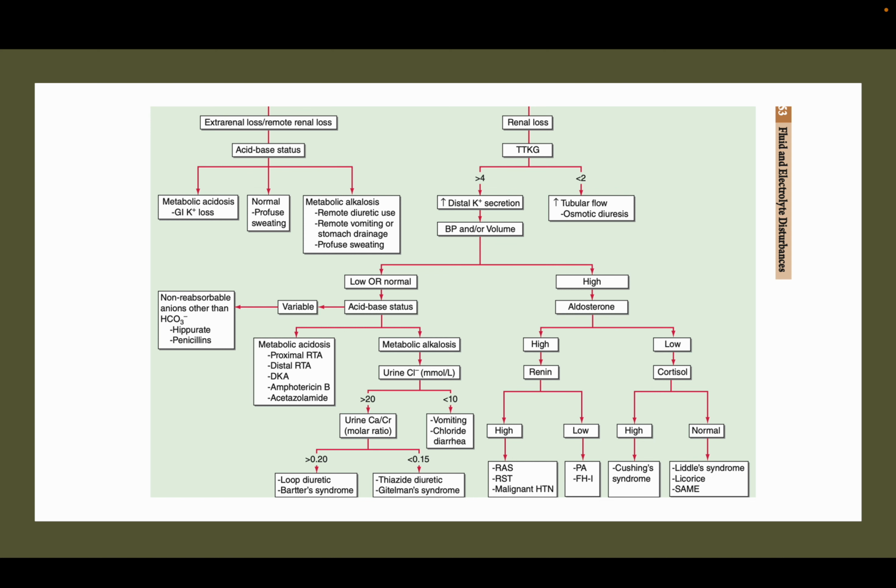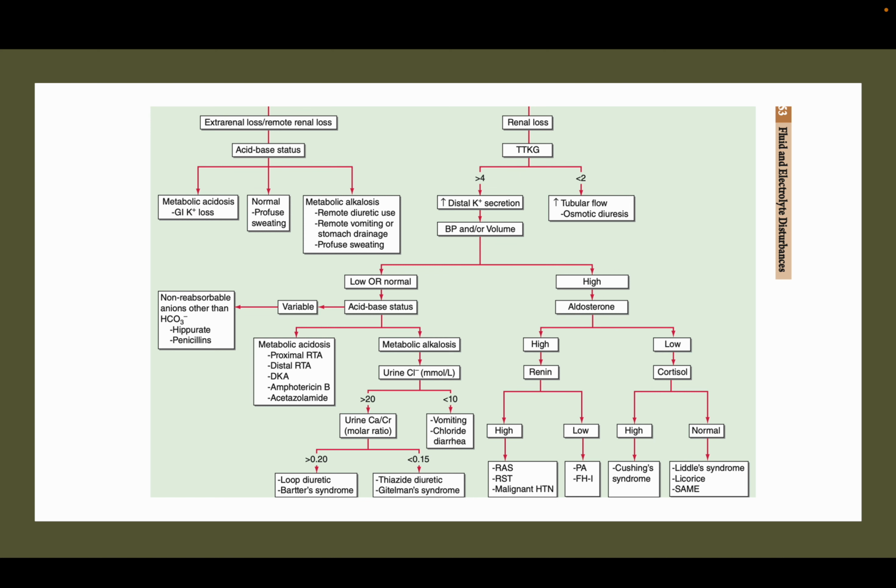Thiazide also acts like Gitelman's, that is a Na plus chloride channel defect. So based on the calcium creatinine ratio, calcium is mostly lost in Bartter syndrome and loop diuretics, which act on the thick ascending loop. Whereas there is no hypercalciuria in Gitelman syndrome or thiazide diuretics, where it is less than 0.5. So generally urine chloride is less than 10 in GI causes, and if more than 20, then you look for these causes.